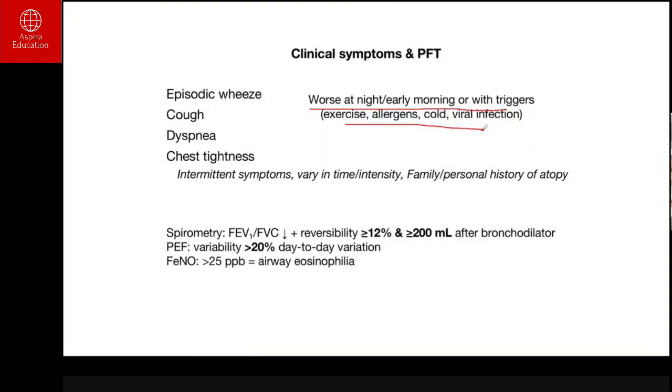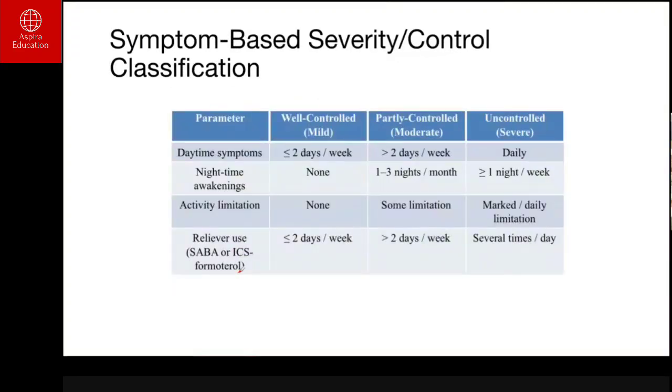Spirometry, already mentioned, shows significant bronchodilator reversibility. If there is no spirometry available, peak expiratory flow rate variability should be more than 20% day-to-day variation, or FeNO, fraction of exhaled nitric oxide, which should be more than 25 parts per billion, suggestive of airway eosinophilia.